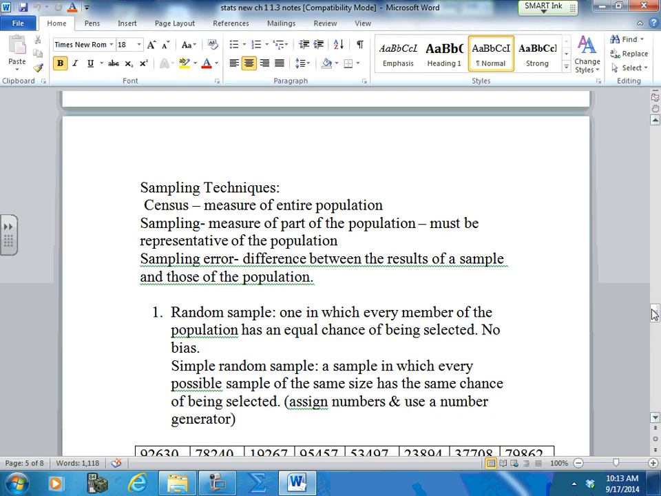Remember that your census is the entire population. Your sampling is just your part from your sample. And your sampling error occurs when there's a difference between the results that you get from your sample versus the results that you would get from your population. So you want to keep this as small as possible. You want your sample to be a good representation of your population.